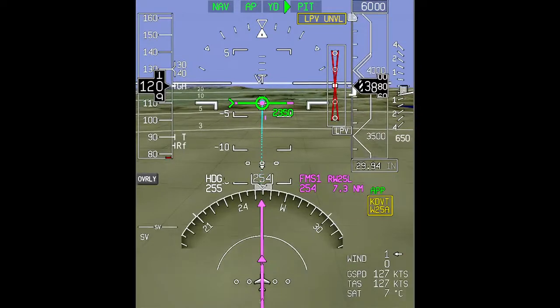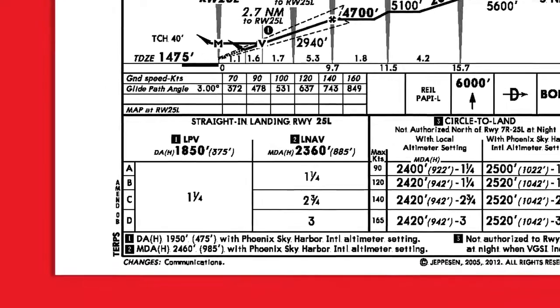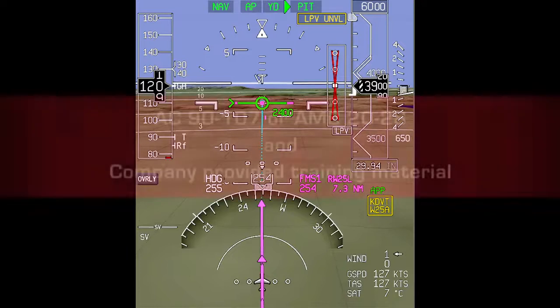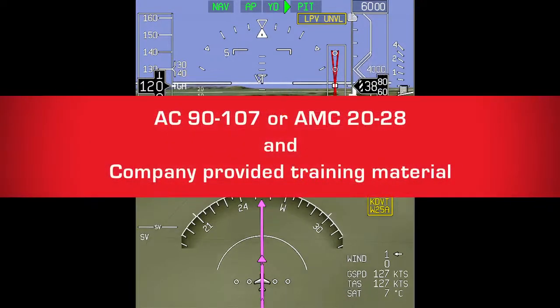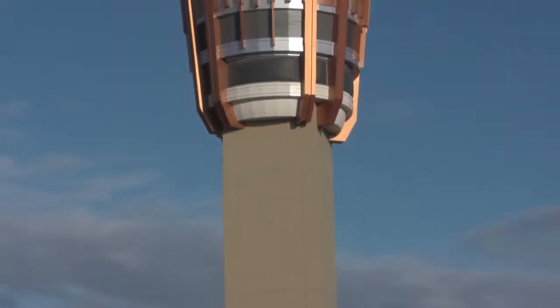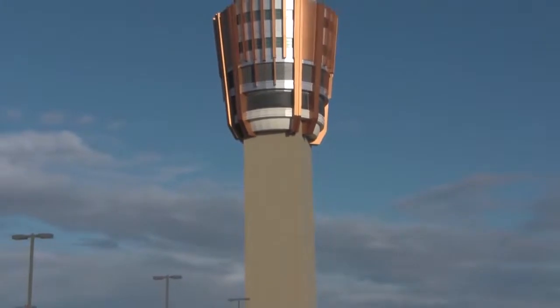If an amber LPV annunciator is displayed, the flight crew may have the ability to continue the approach to LNAV-only minimums. Refer to AC 90-107 or AMC 20-28 and company-provided training material for further information on SBAS fail-down procedures. Pilots must notify air traffic control of any loss of GPS or SBAS capability and state their proposed course of action.